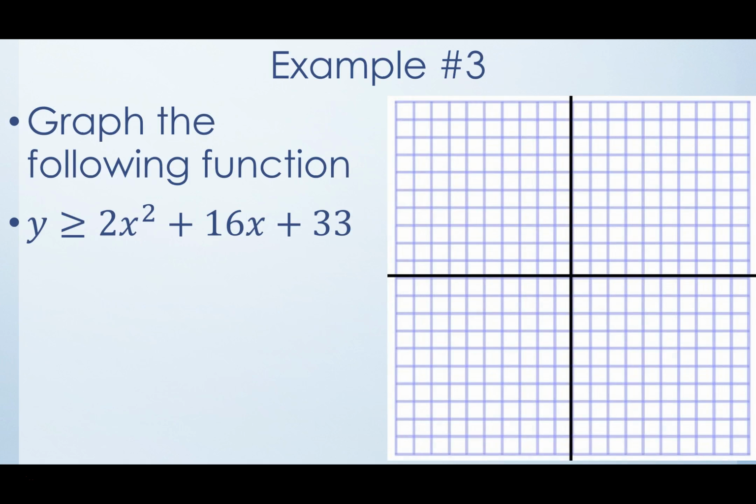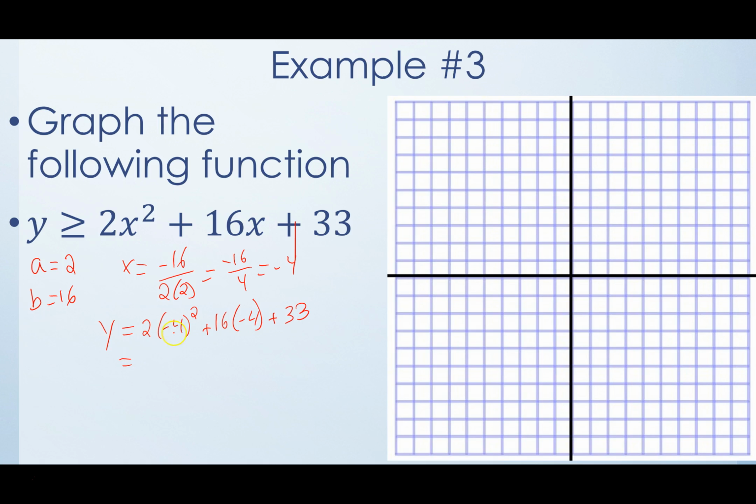So if we want to graph this one, again, same general point. We find the vertex point. A is 2, B is 16. So the x-coordinate of the vertex point will be negative b divided by 2 times 2. You get negative 16 over 4, which is negative 4. And we plug it in for the y-coordinate, so 2 times negative 4 squared plus 16 times negative 4 plus 33. We square the negative 4 first to get 16 times 2 is 32. And this is negative 64, this is positive 33. So when we combine all that, we find that this works out to be a nice 1.